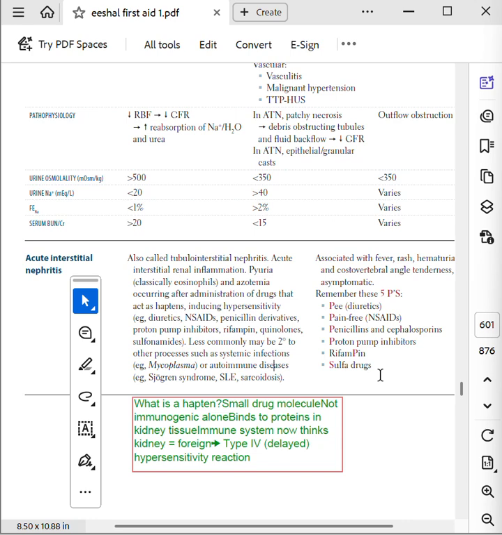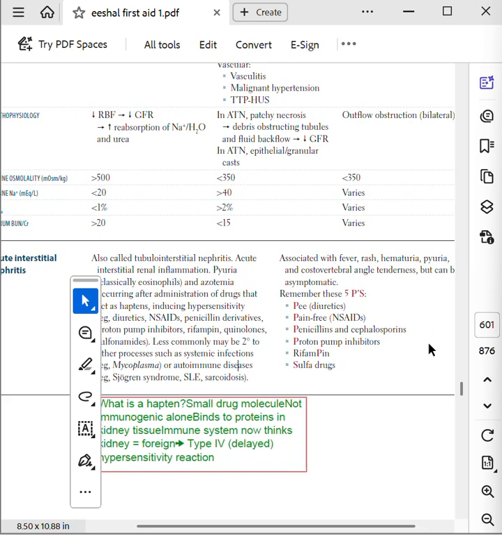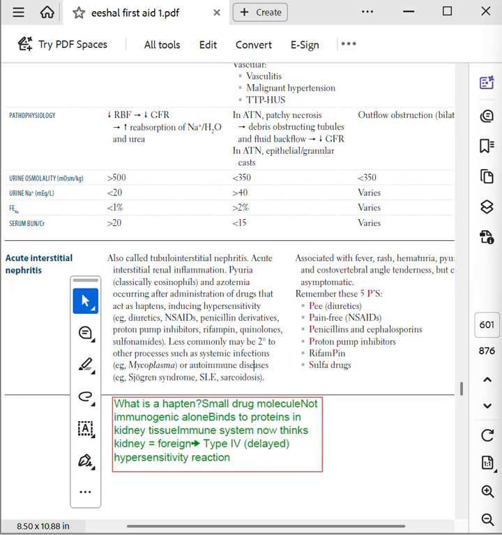Less commonly, this may be secondary to other processes. For example, in mycoplasma, you can get an immune cross reaction, or an autoimmune disease such as Sjogren's syndrome, SLE, or sarcoidosis, you can have a cross reaction here also. The immune system is already hyperactive because of these systemic infections or autoimmune diseases, and basically you get kidney collateral damage because of the cross reaction. It's associated with fever, rash, hematuria, pyuria, costovertebral angle tenderness, but can be asymptomatic as well. So you get fever, rash, eosinophilia.